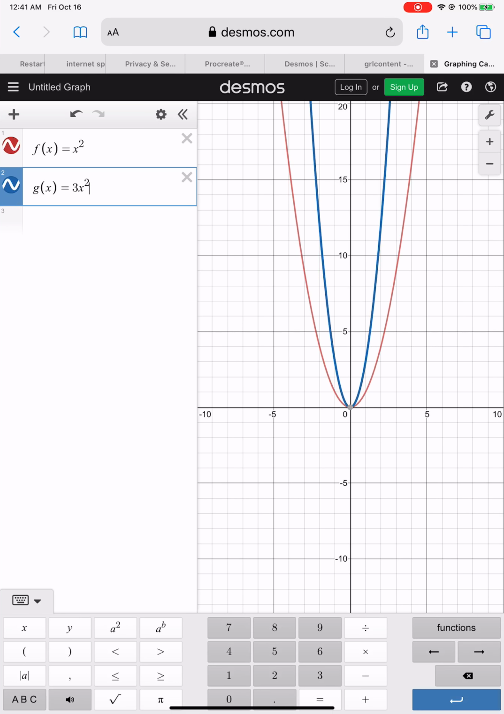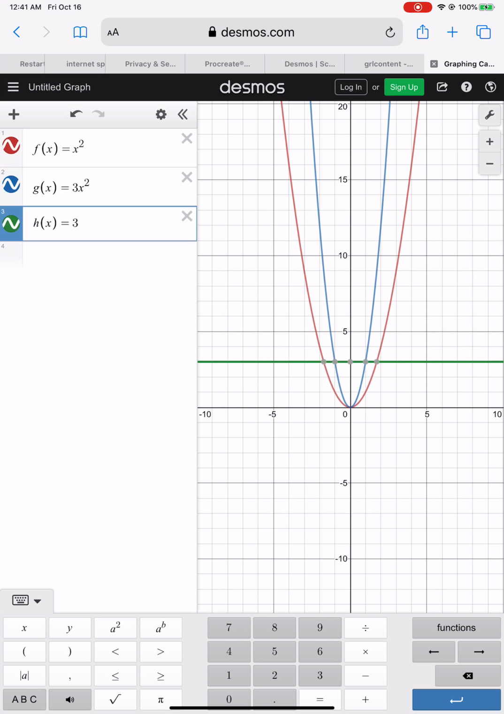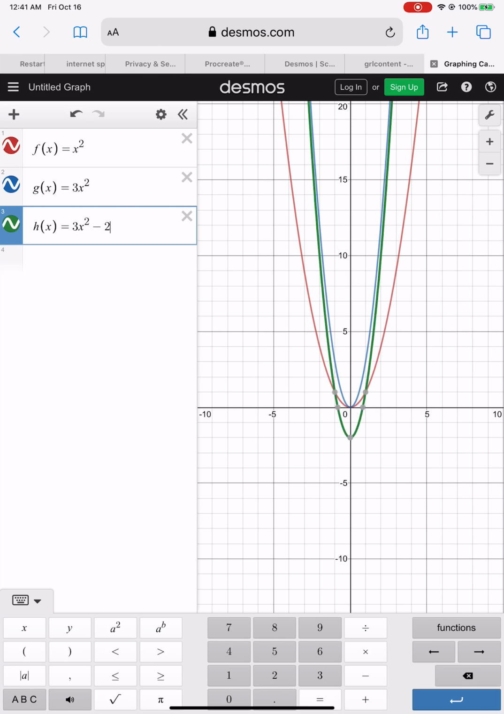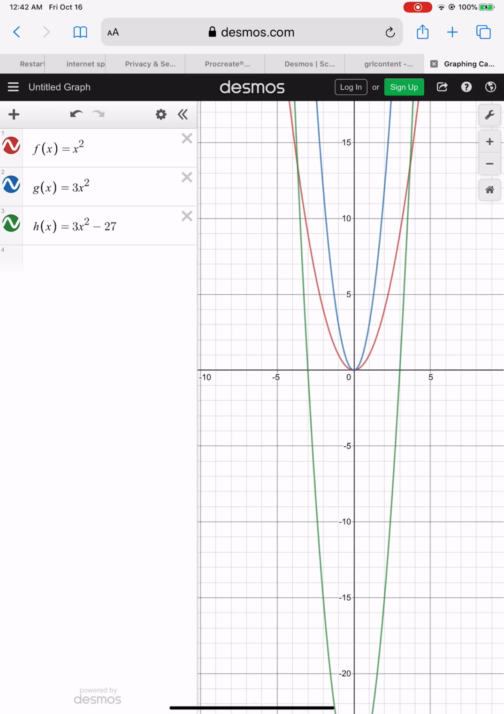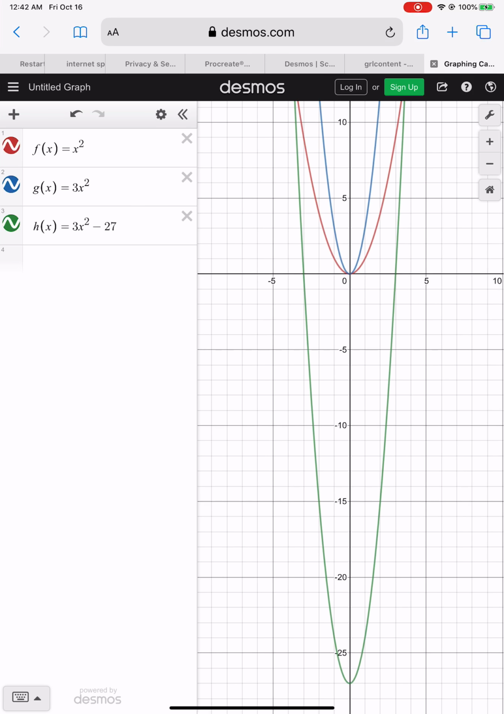Okay, and then the third function is the h function. h of x equals 3x squared minus 27. The h function here is going to be the green graph, which goes all the way down to y equals negative 27 here.